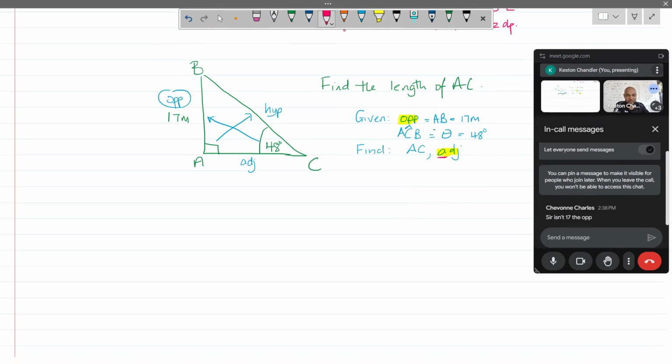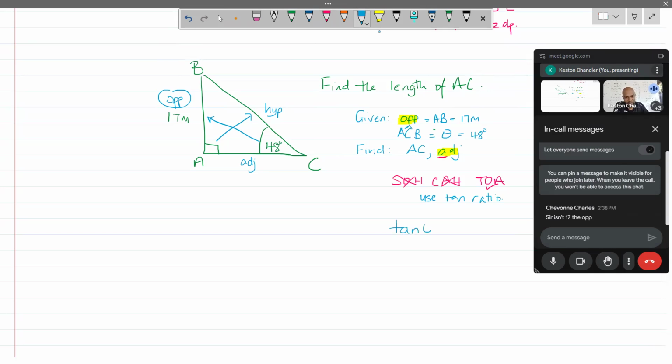Opposite. O and A. So, which one are we using? O and A is twa. Not this one, not this one, this one. So, we're using the tan ratio. Yeah?